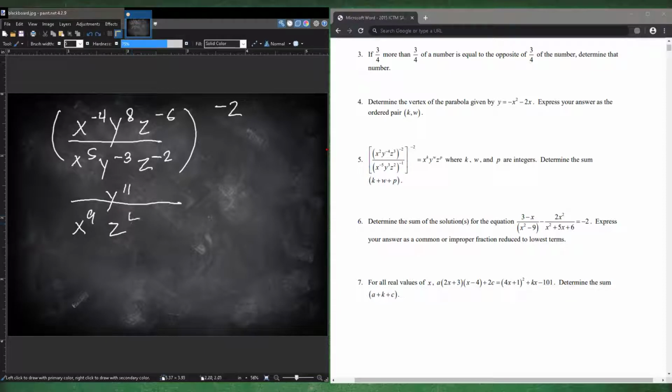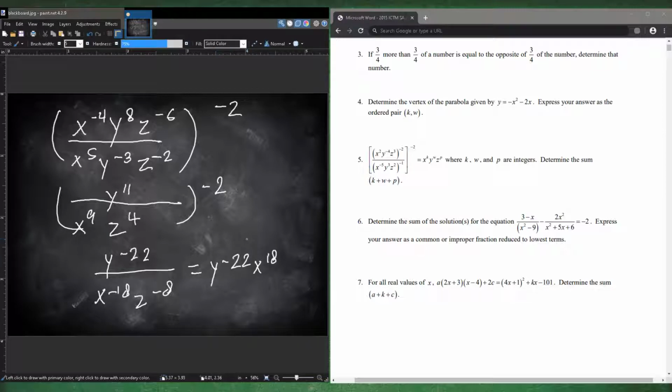Then raised to the power of negative 2. So this could be y equals negative 2, x equals negative 18, z equals negative 8. So you could just move it to the top as y equals negative 2, x equals 18, and z equals 8. I mean, z to the power of 8. So add them together, that's 26 minus 22, that's 4. So that is your answer for number 5.